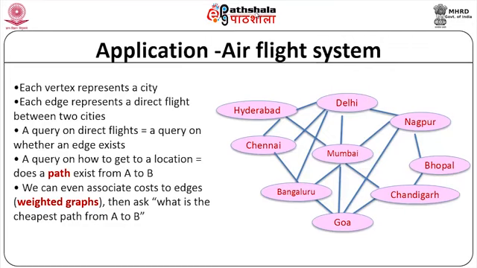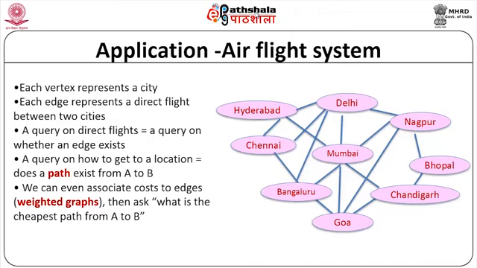Here we have put it as an undirected graph. So, Chennai, Hyderabad, Delhi, let us assume these are the air routes. Each vertex will represent a city. Now, when you are designing this, you have to decide what should be a vertex, what should be an edge. So, here each vertex represents a city, each edge represents a direct flight between the two cities, and a query on direct flights can be asked. A query on whether an edge exists will tell you whether a direct flight is there.